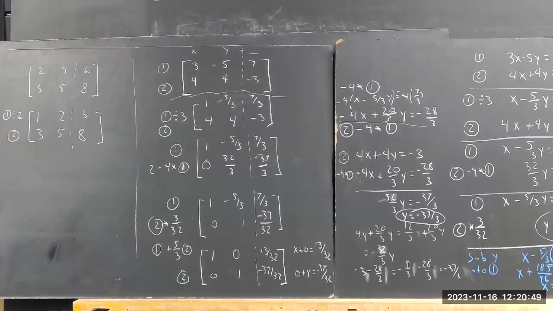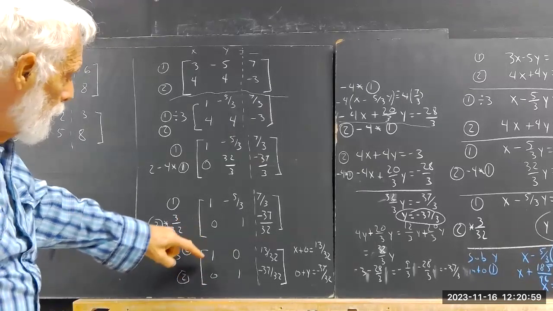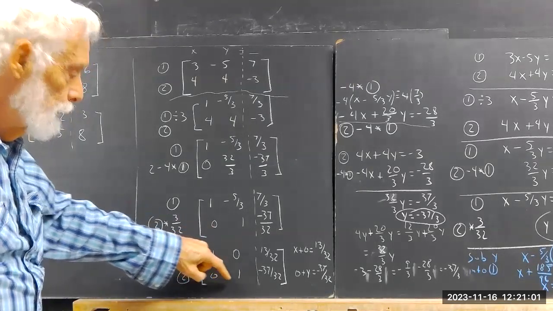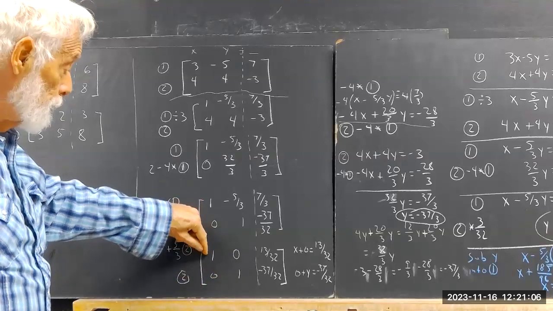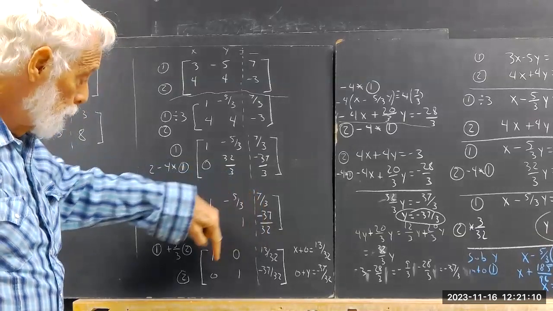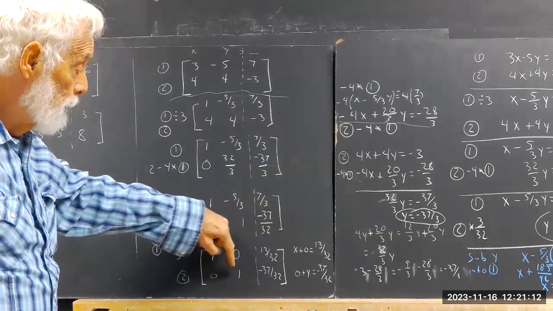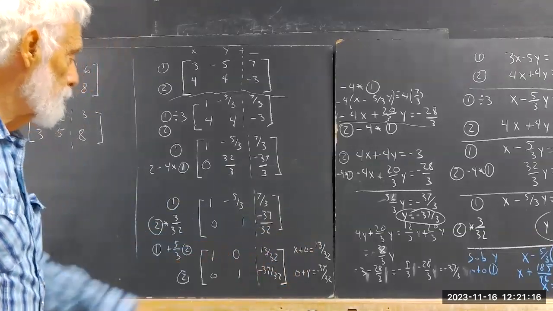So there are my numbers. Now I'm going to do what? My goal is to get down to this form. Look at this form. I've got a 1 here and a 0 here and a 0 here and a 1 here. That's what gives me my solution. This is x and this is plus nothing equals 13 over 32. This is nothing plus y equals negative 32 over 13. This gives me my solution.